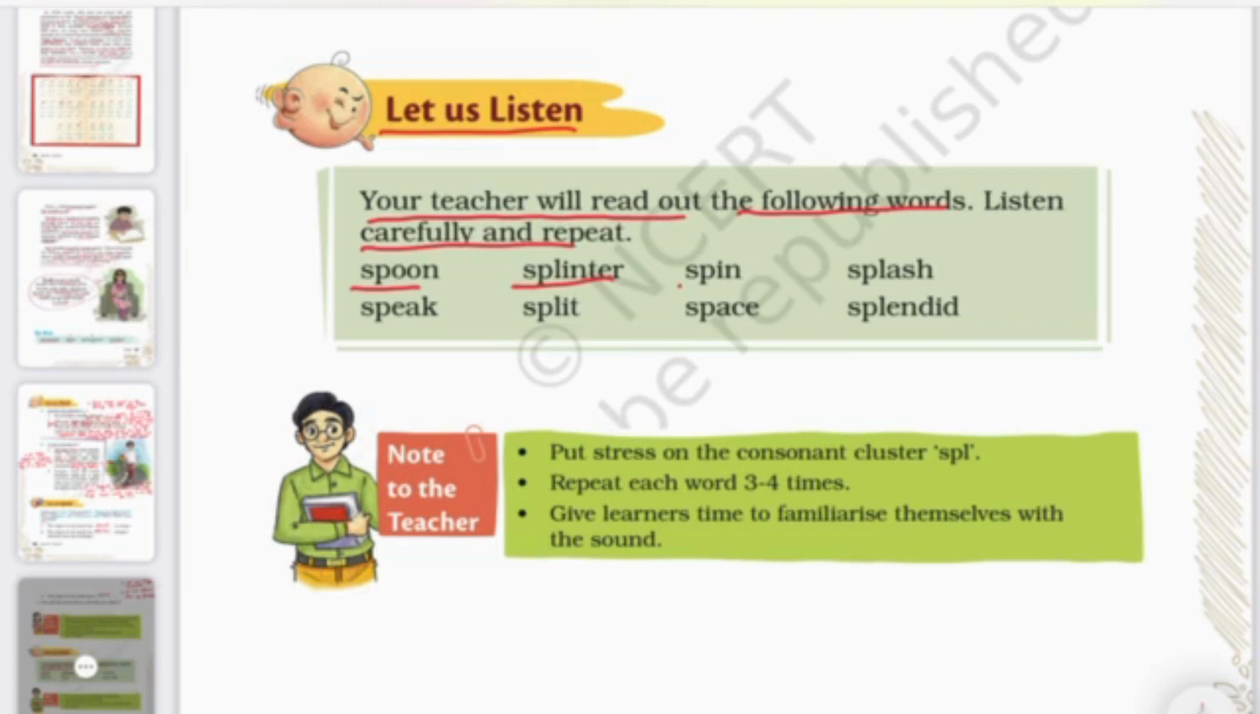Next is spin. Already we know that spin means to turn. Next is splash. Splash means the sound of a liquid hitting something. Speak, already we know that. Next is split. Split means to divide. Next is space. Space means a place or an area. Next is splendid. Splendid means very good. Excellent. Listen carefully and repeat these words: spoon, splinter, spin, splash, speak, split, space, splendid.